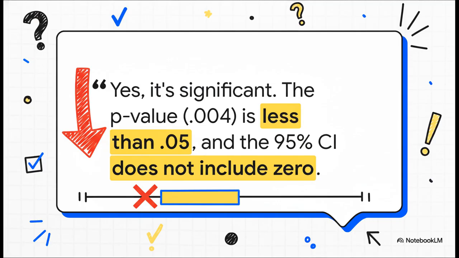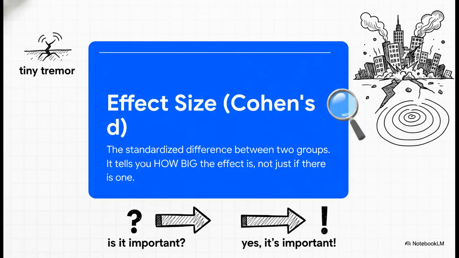It's not just significant, it's significant because the p-value is low and the confidence interval doesn't cross 0. That's a top-tier answer. Okay, so we know the result is significant. It's real. But how significant? That brings us to our next step, effect size.